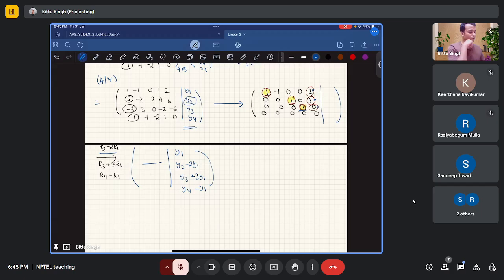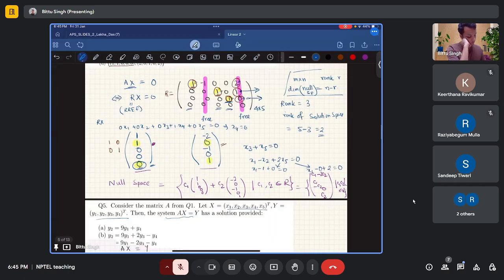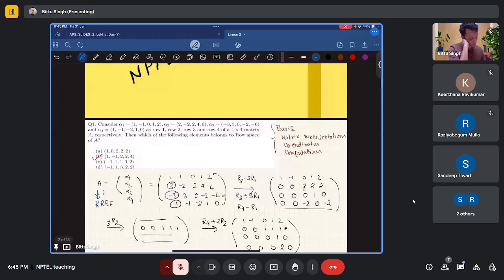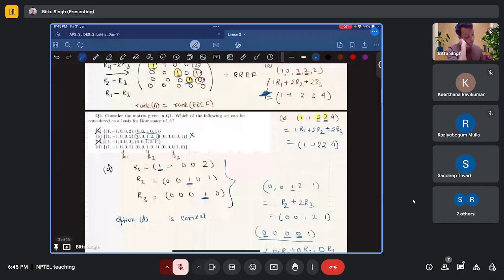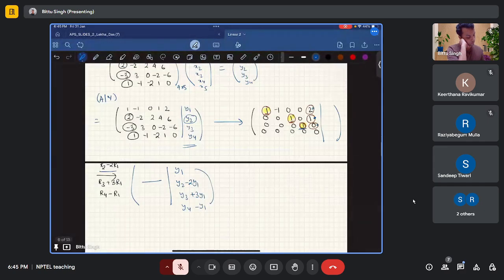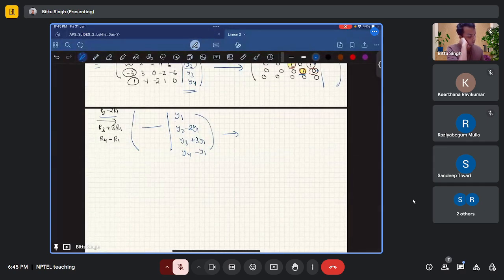Okay, next again copy those operations. Half of r2, r4 plus 2r2. Half of r2, then it is something comma y1, y2 minus half of y2 minus y1, and other things are unchanged.